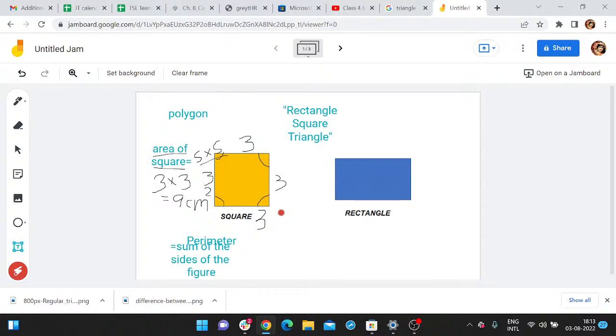So since for perimeter you have to add the length of every side of that figure, here since all the sides are 3 centimeters, we will do 3 centimeters added to 3 centimeters added to 3 centimeters added to 3 centimeters, and we are going to get the result as 3 added to 3 is 6, added to 3 is 9, added to 3 is 12. So 12 centimeters is going to be the perimeter for the square. So let me write it here, which is equals to 12 centimeter.